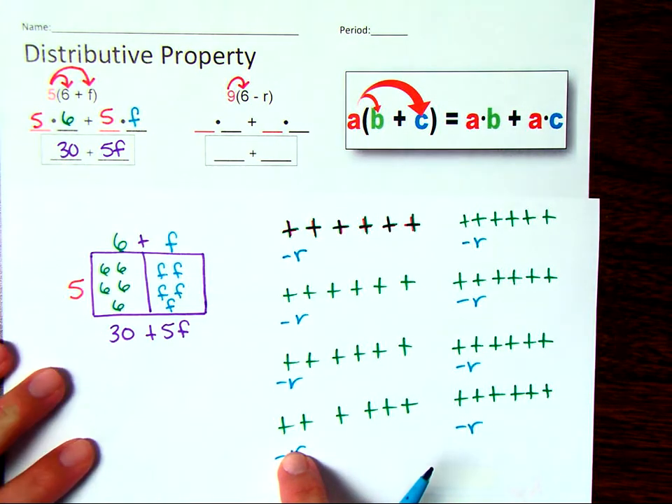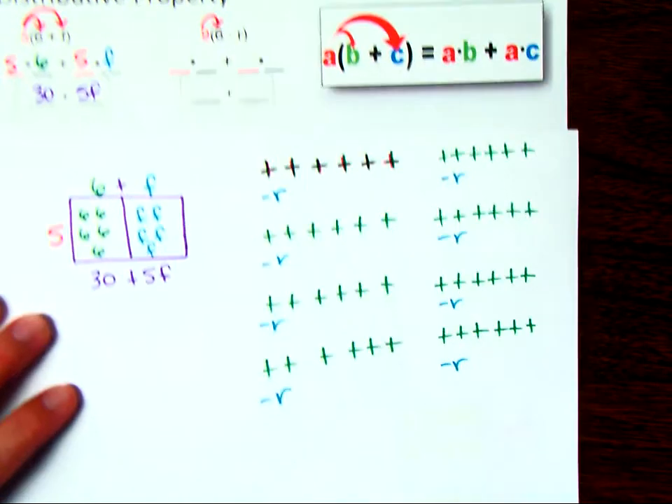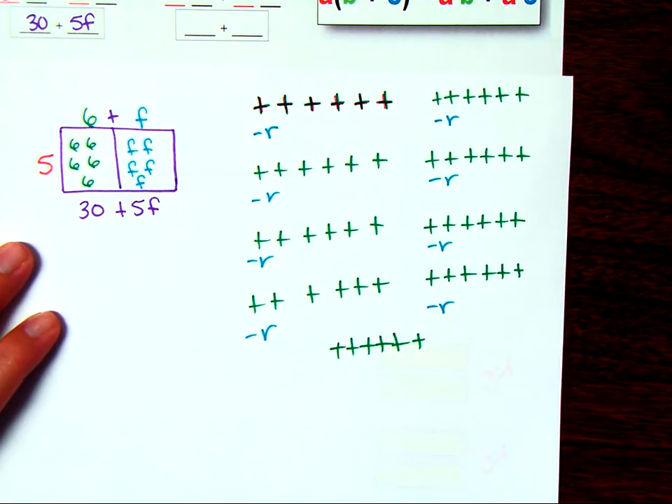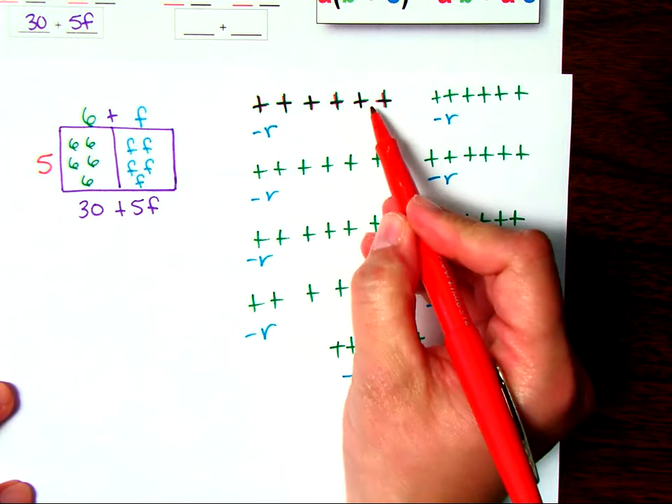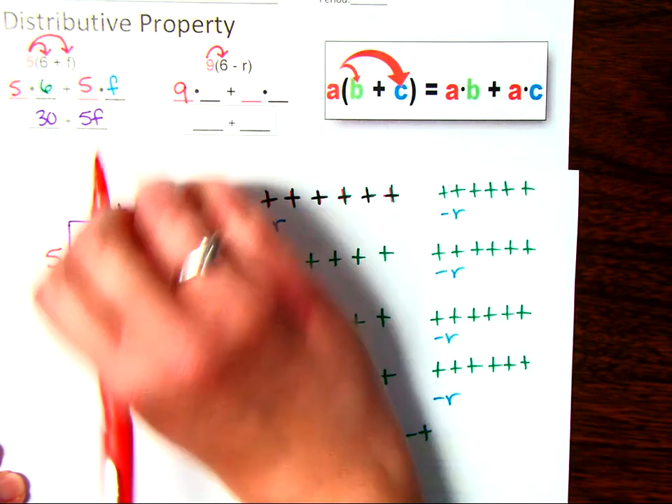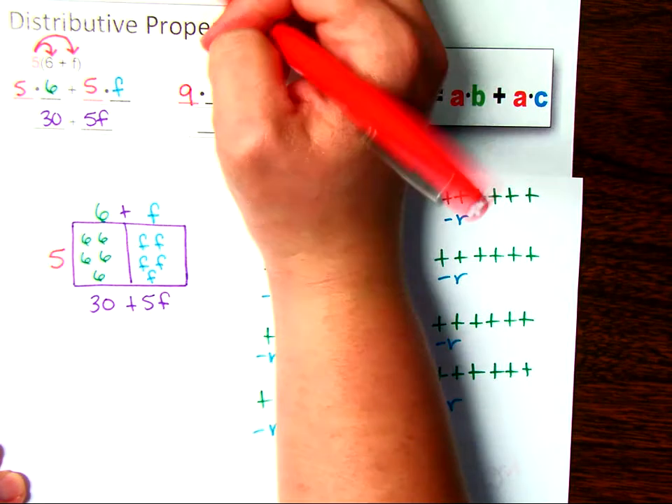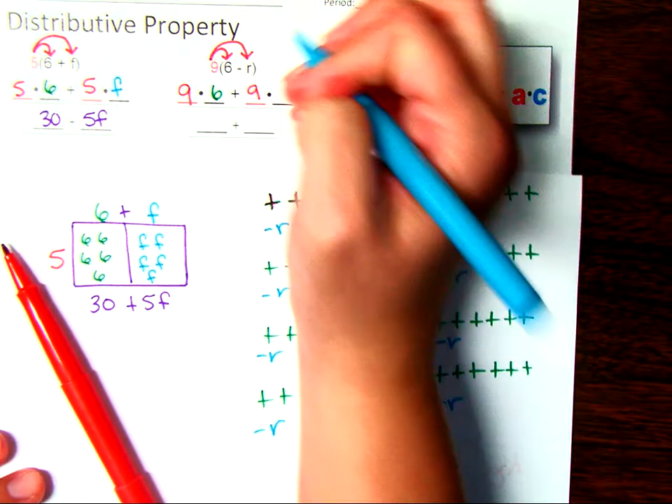If I draw that 9 times, you can see 1, 2, 3, 4, 5, 6, 7, 8. I draw it one more time. That takes a little bit of time to do, but you can visually see that those are my 9 groups. So I'm saying 9 times 6, because there's 6 positives in each group, and 9 times 6 would give me my value of my positives. But I also have 9 groups of the negative r.